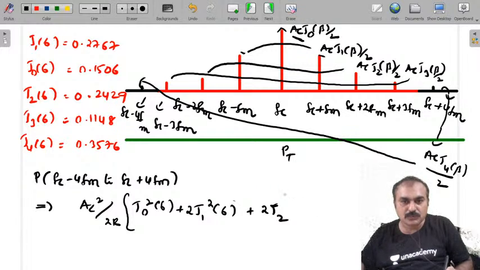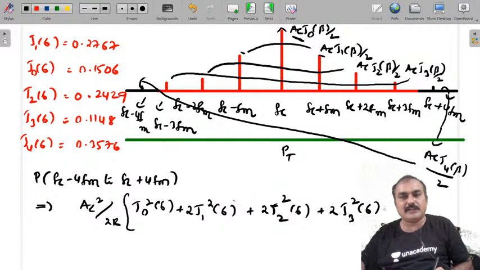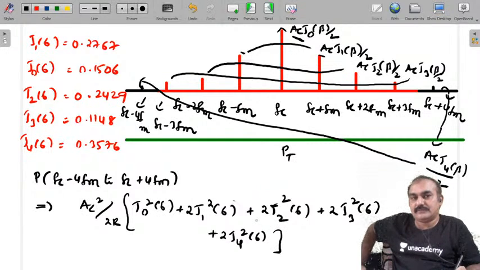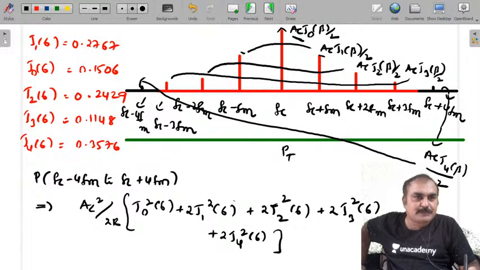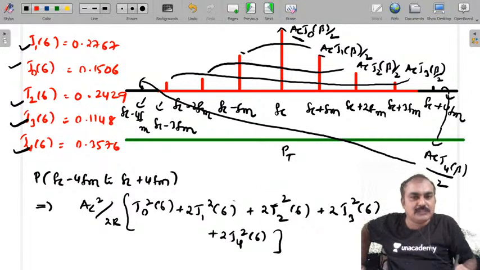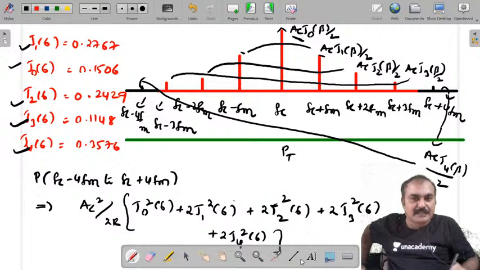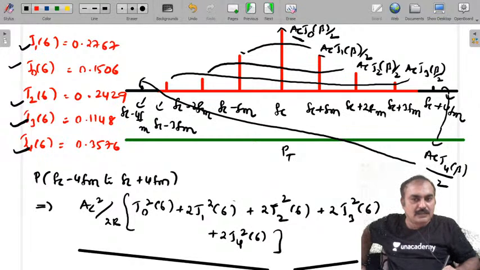Here 2 into J2 square of 6, 2 into J3 square of 6, plus like that we have to write down. Plus 2 into J4 square of 6, we have to write down like this, my dear students. Now you have to add all these particular values. This is J0 of 6, J1, J2, all these values, substitute in this particular expression. When you are substituting all the values over here, my dear students, you need to substitute all these particular values.